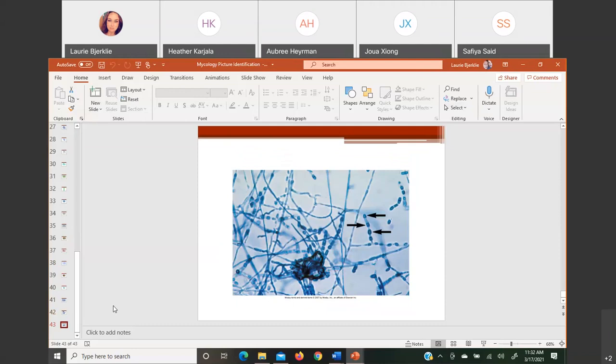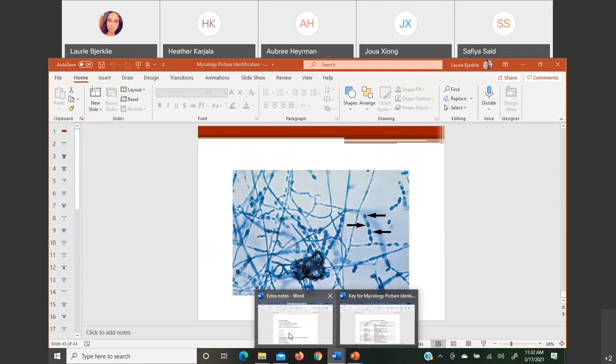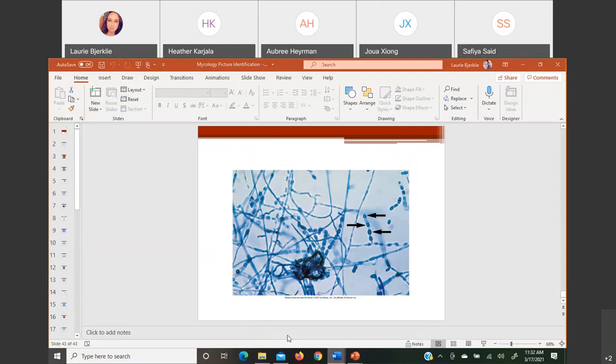Good. Yep, this is our last picture, Coccidioides immitis. Yes, Coccidioides immitis. All right. Fungi are always a little bit more fun than parasites, I feel. Okay, now one last thing that we're going to go through before we are done.